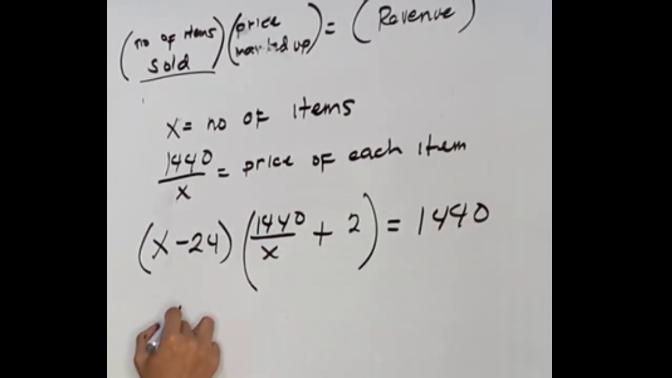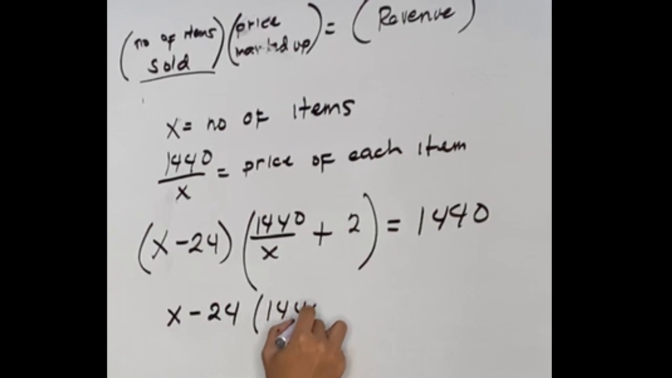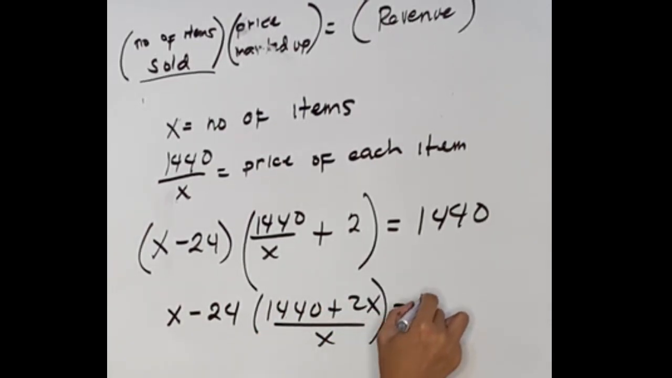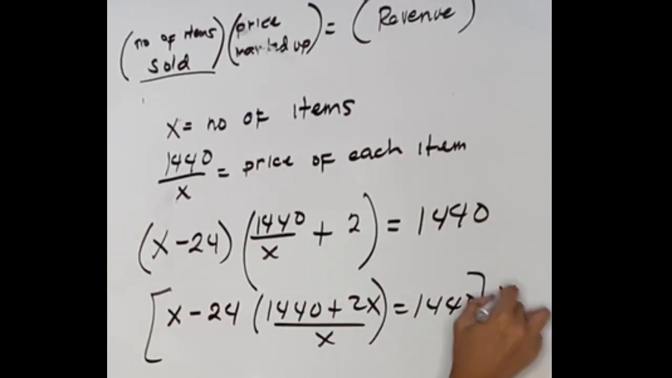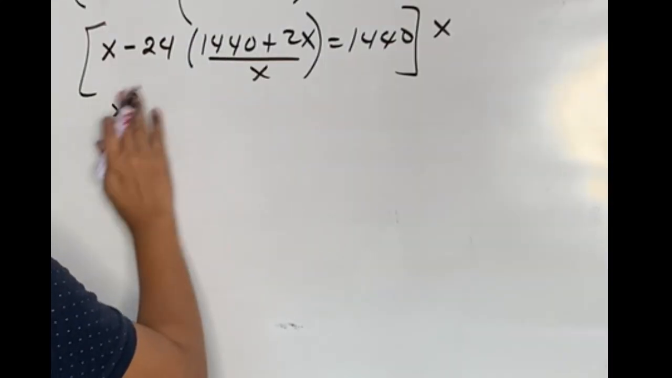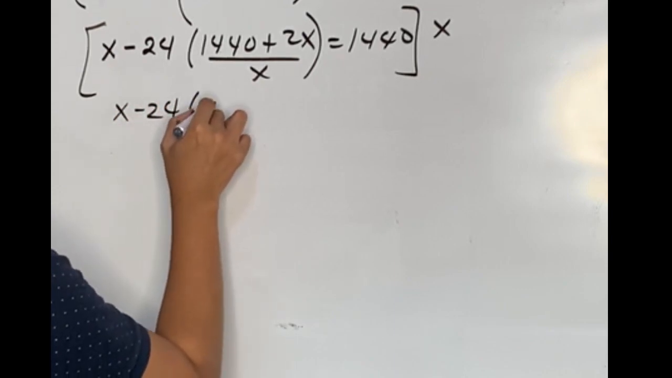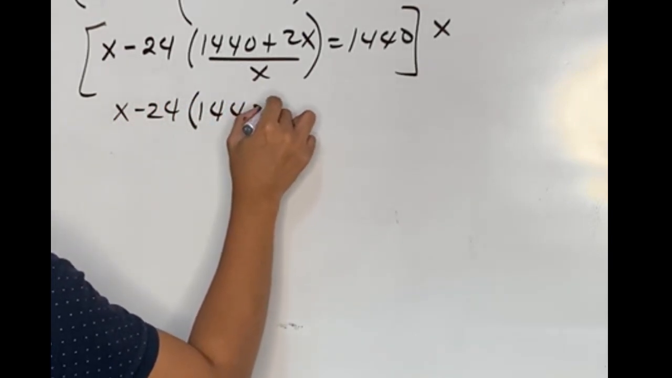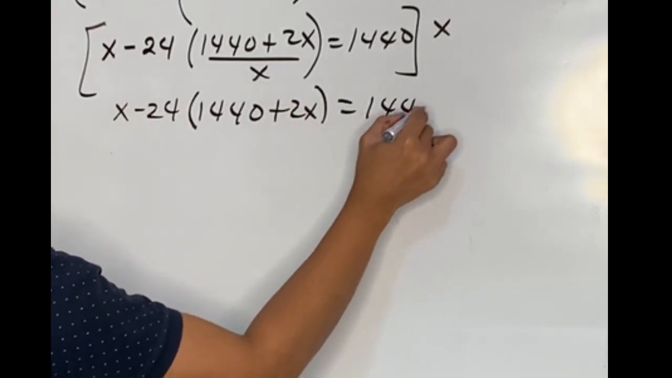Again, we'll be simplifying our working equation. So, (x minus 24) times (1,440 plus 2x) over x is equal to 1,440. Multiplying both sides by our denominator, which is x, you will have (x minus 24) times the quantity (1,440 plus 2x) is equal to 1,440x.